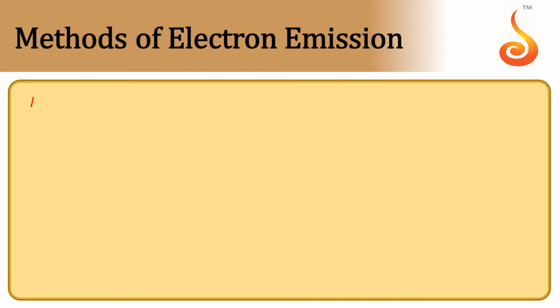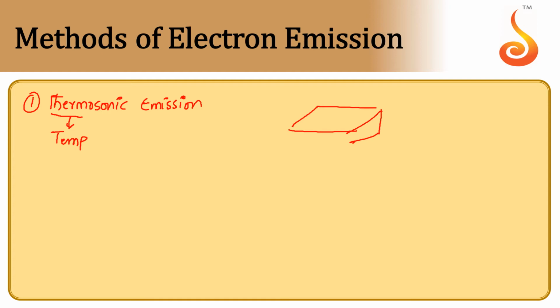The first method is thermionic emission. Thermionic emission means, so thermo means the temperature. So if you take a metal, every metal is made up of atoms, we all know that, and around the nucleus of an atom, electrons move, and at room temperature they move randomly from one atom to another atom.